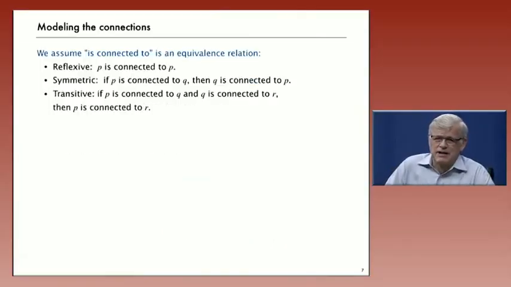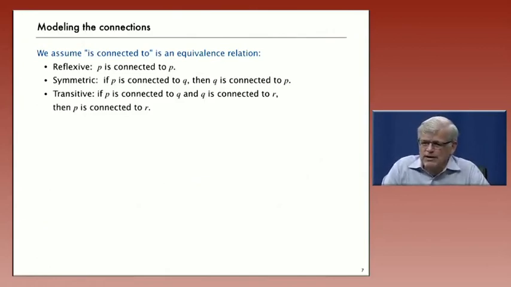Now the connections, well, we need a few abstract properties that these connections have to satisfy, and they're all quite natural and intuitive. So we assume that "is connected to" is an equivalence relation. That is, every object's connected to itself. It's symmetric: if P is connected to Q, then Q is connected to P. And it's transitive: if P is connected to Q and Q is connected to R, then P is connected to R. Now these properties are very intuitive, but it's worthwhile to state them explicitly and make sure that our algorithms maintain them.